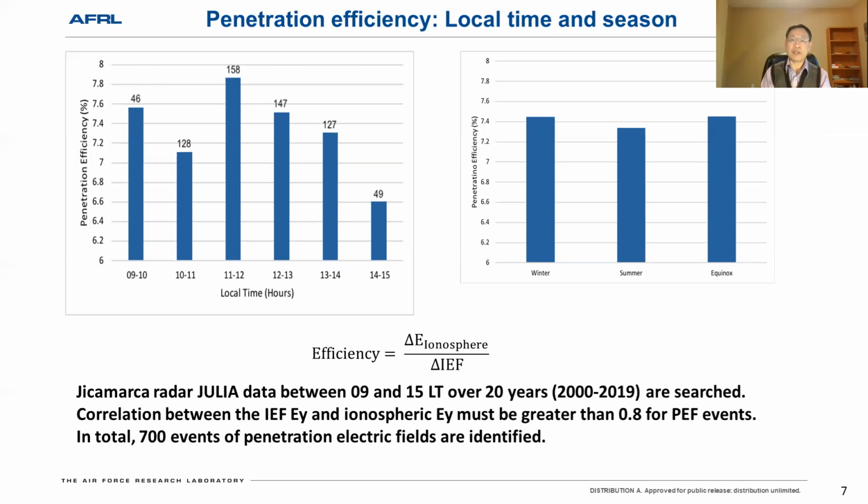The penetration efficiency is defined to be the ratio of the change of the equatorial electric field to the change of the IEF Ey. The numbers in the left figure represent the case numbers within 1 hour range in local time. The penetration efficiency is the largest around local noon and becomes smaller toward afternoon. The penetration efficiency does not show a clear dependence on season.